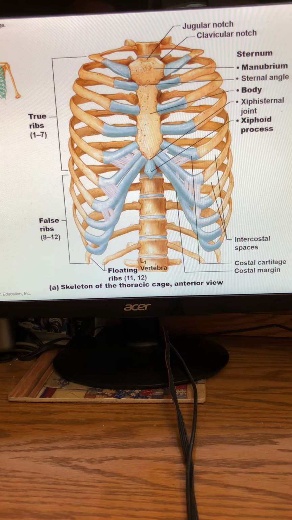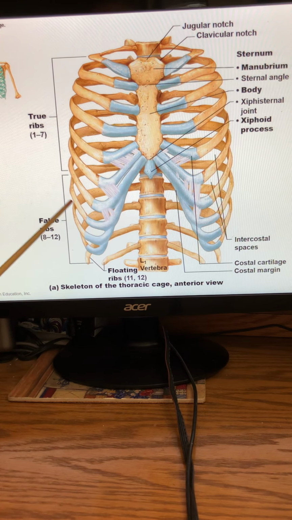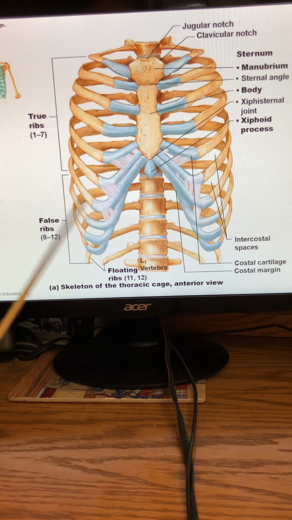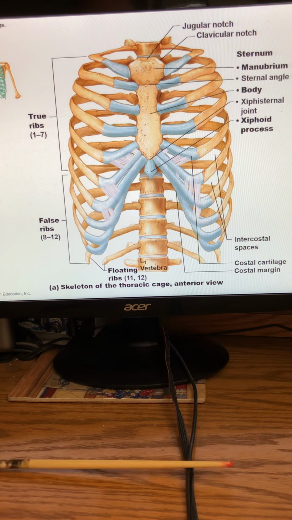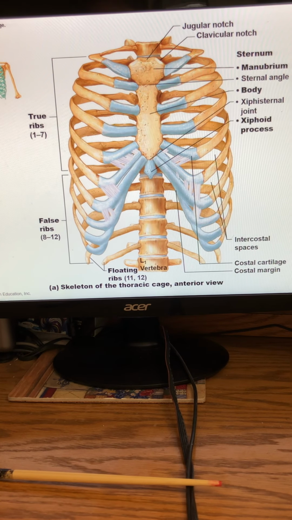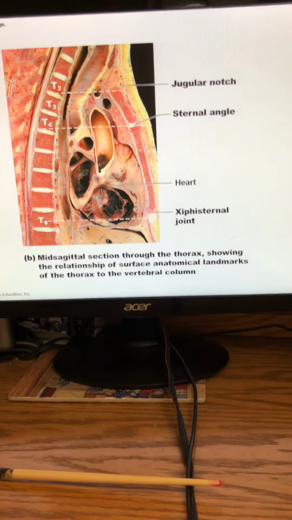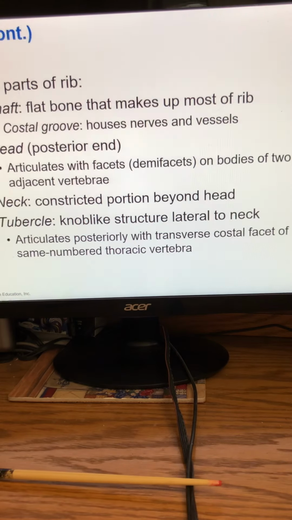Ribs 1 through 7 on both sides, so 14 ribs, will attach directly to the sternum. As you can see here, they go right up to that. And then for ribs 8, 9, and 10, the cartilage will attach to the cartilage of 7, and they are considered false ribs because there's no direct attachment to the sternum. And then ribs 11 and 12 are just considered floating ribs, and they are basically there to protect your kidneys a little bit. So really, the ribs themselves are pretty straightforward.